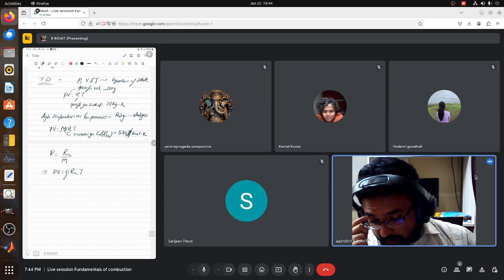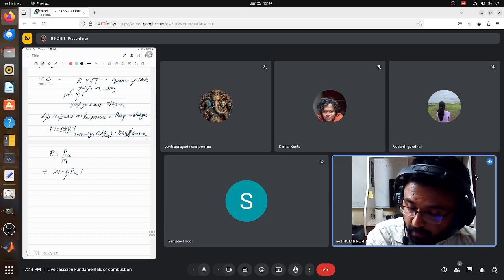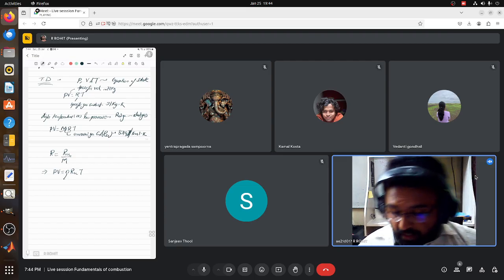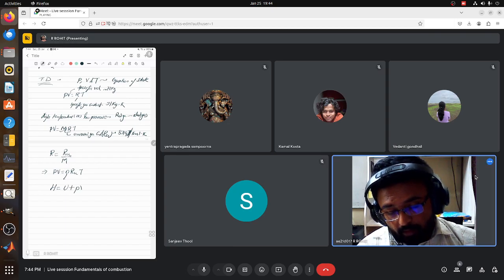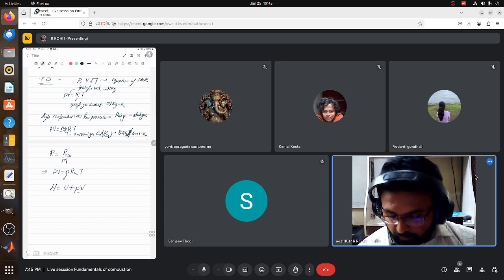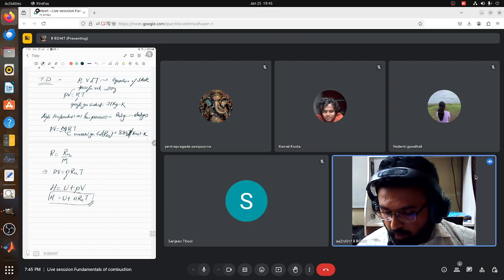For an ideal gas, there was Joule's experiment. There is a relation between internal energy and enthalpy. Enthalpy is represented by H, which is under constant pressure, and internal energy is at constant volume. H is equal to U plus PV. This PV is your work done, and this can again be written as U plus N R_U T. So this is one important relation that will be helpful.